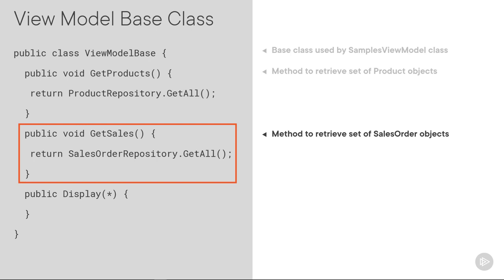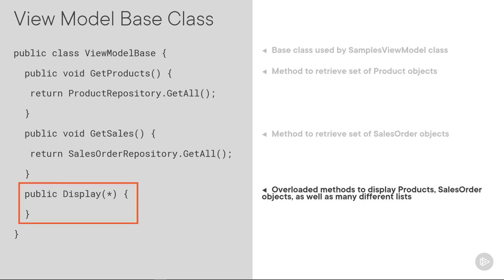So we have a sales order class, just like a product class. We have a sales order repository to get a list of sales order objects. Finally, we have a whole set of overloaded methods called display. And the display is used to display a product, a list of products, a sales order list, as well as many other different kinds of lists, string, decimal, and things like that.